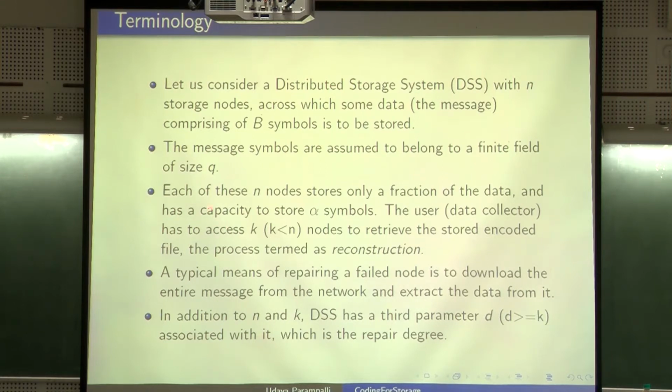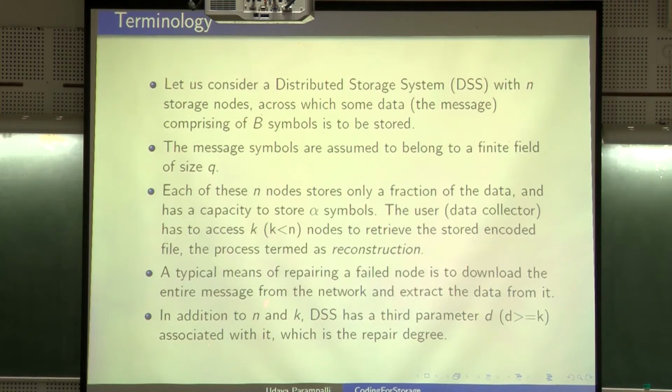So each of these n nodes stores only a fraction of the data and has a capacity alpha. Each node has a capacity of alpha symbols, and the user, which in this case is a data collector, has to access any k of them to retrieve the stored file. This process is called reconstruction. A typical means of repairing a failed node is to download the entire message from the network and extract the data from it. That's one way.